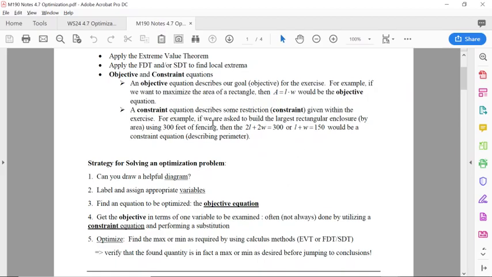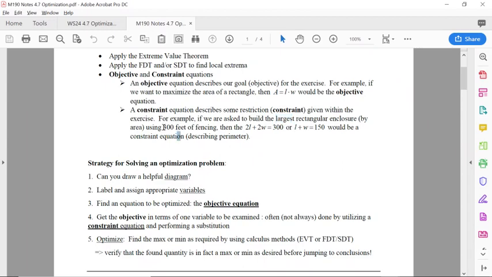Up here, being asked to build the largest rectangular enclosure by area. So we're asked to find the largest area. We are optimizing area of a rectangle. So we want the area equation for a rectangle. And if we're choosing the length and the width to be the variables L and W, then the objective equation for this example would be the equation A is equal to L times W. Then the output A is the area. That's what we're trying to, in this case, maximize. And the inputs would be L and W. That is a multivariable equation.